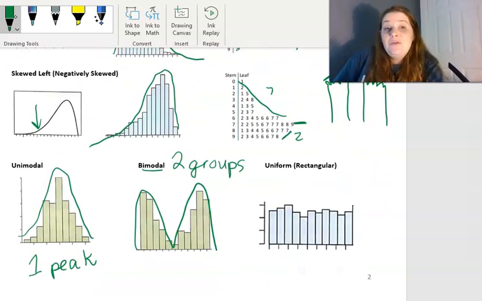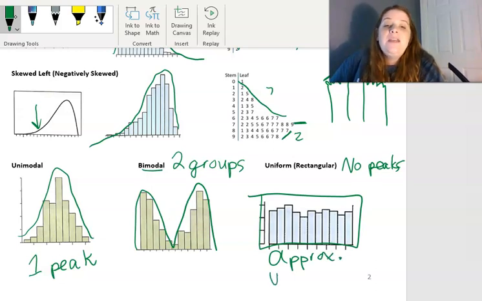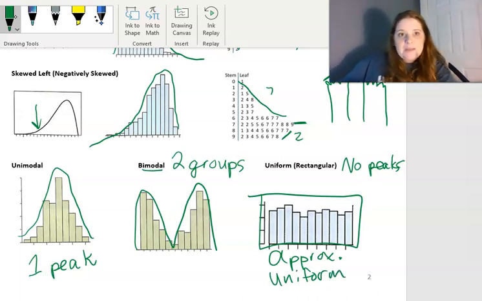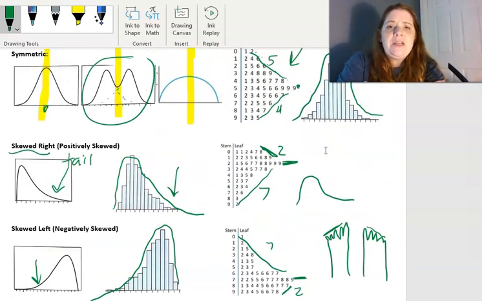And then finally, another word would be uniform, which essentially means you have a graph that has no peaks, but also the shape is fairly rectangular. So this one I would say is roughly or approximately uniform. Even though all these bars are not the same height, they're fairly close. And one way to remember that word uniform, as opposed to unimodal, is if a bunch of people are wearing a uniform, they all look the same. So it's like all these bars are wearing the same uniform. So those are words that we can also use to describe shape.